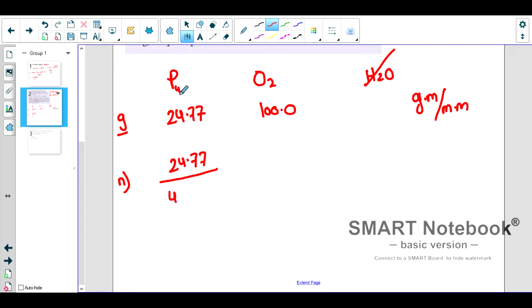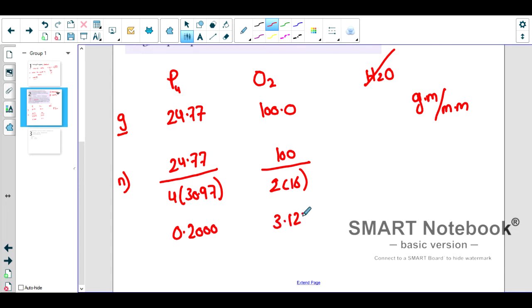So it is 4 because we have 4 atoms, so 4 into the mass which is 30.97. You can get it from a periodic table. And this one is 100 over 2 into 16. How much will this be? You will solve it; it will be around 0.2, and when you solve this one, it is around 3.125. So this is the quantity in moles.